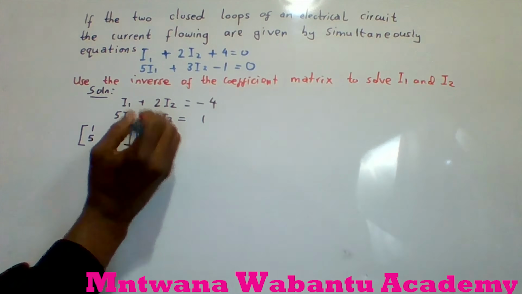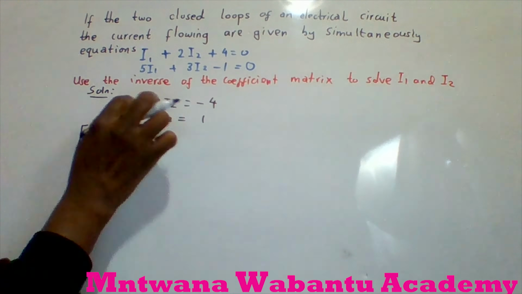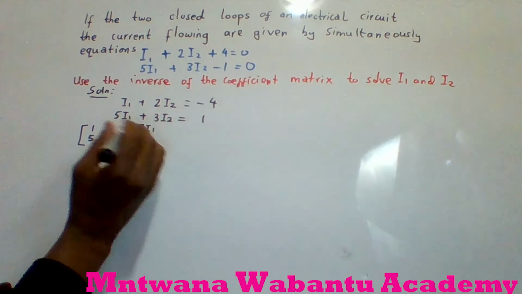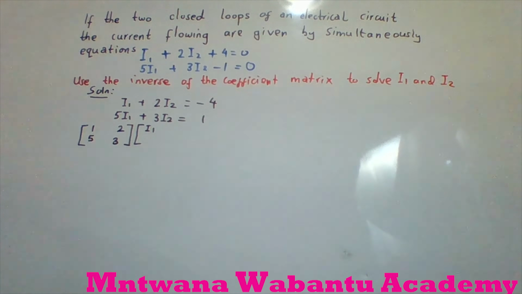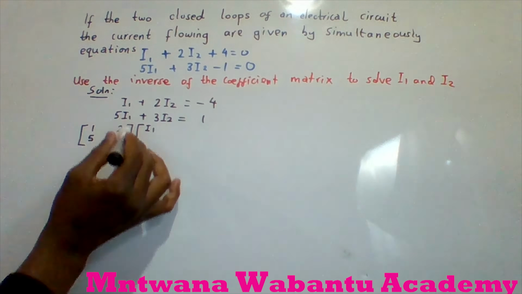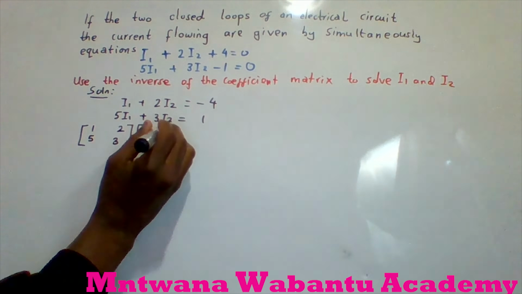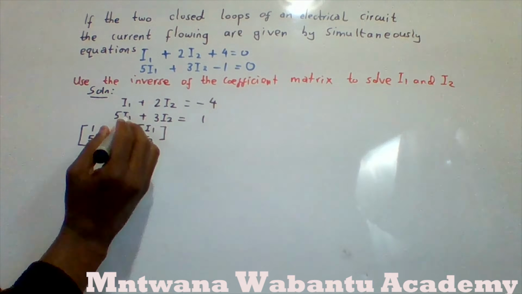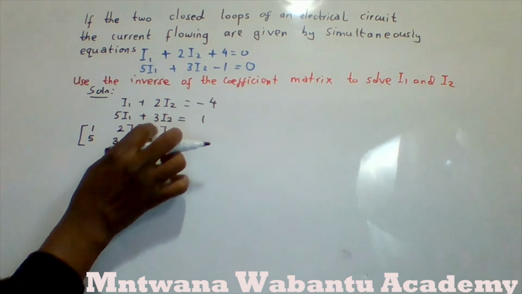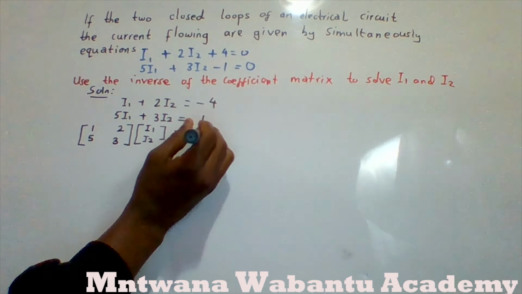For the first column, it is I1, so I factor out I1, and the second column is I2. Take them out as the column I1, I2, and then equal to the column negative 4, 1.